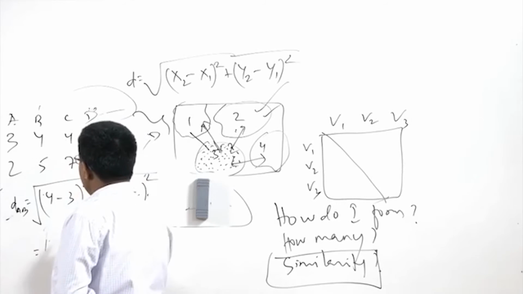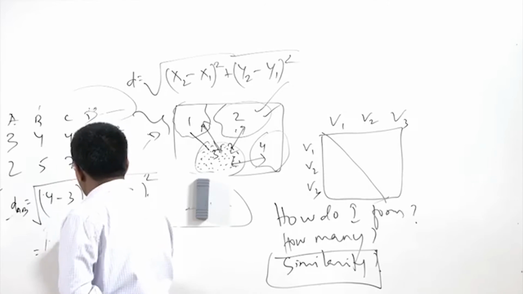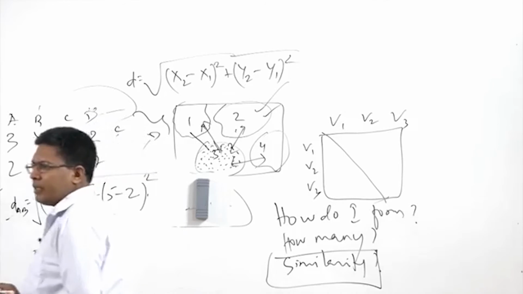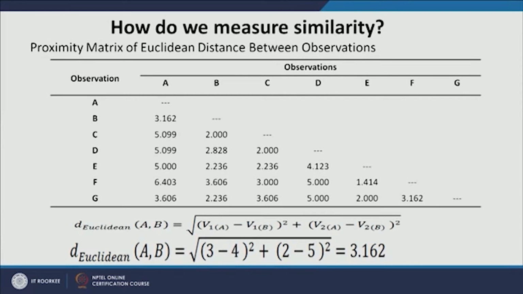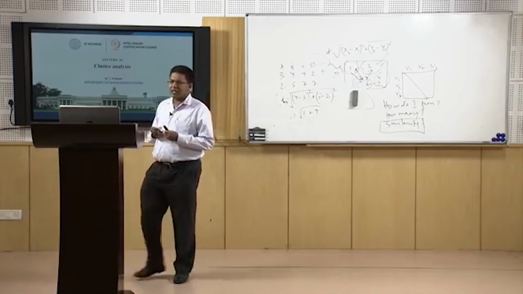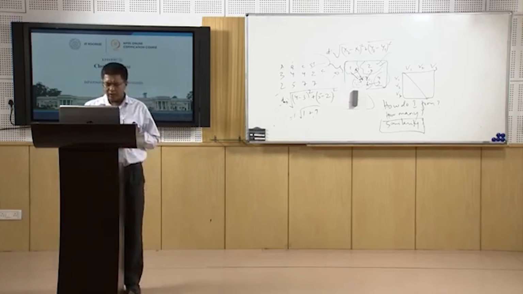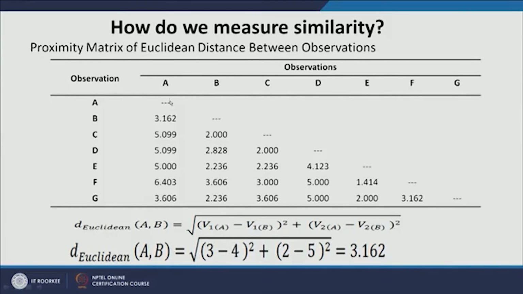So, what is this coming? 1 plus 9, root over of 10. So, that means it is coming something around 3.162. Similarly, you can find the distance for all the other variables. So, the distance between A and B is 3.162. Obviously, A and A would be the same, 1.